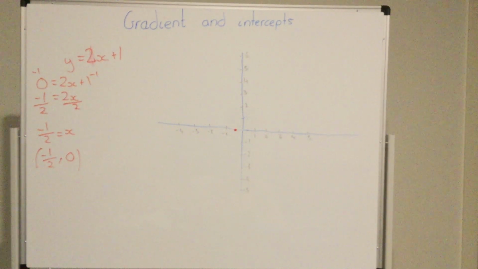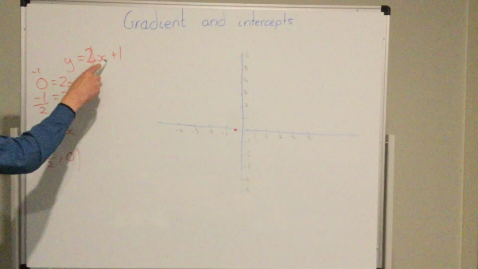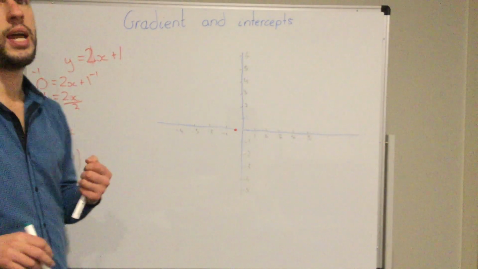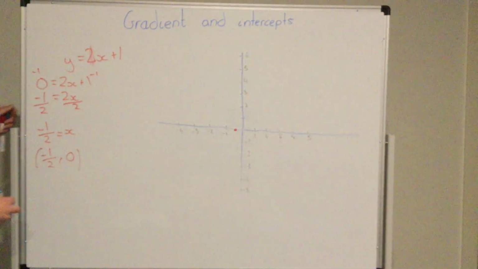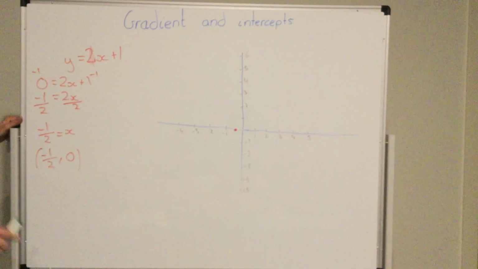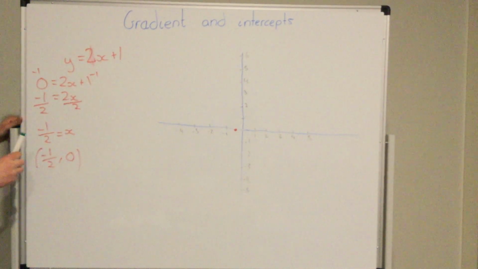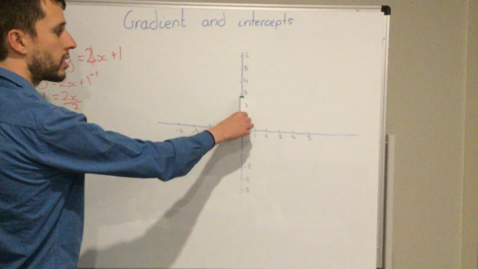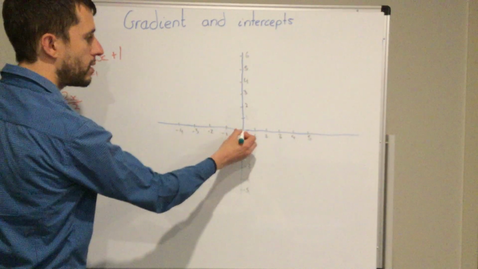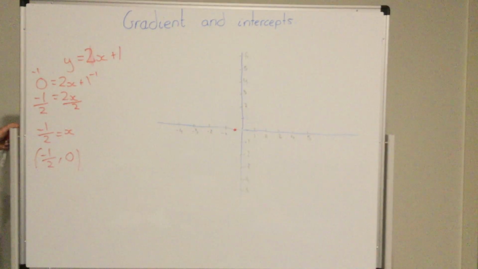Let's look at my second equation. With this equation, I want to find out the y-intercept now. So with the y-intercept, what does x have to be for it to be crossing this line? X must be at this point here, which is 0.